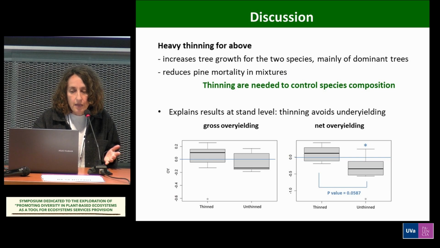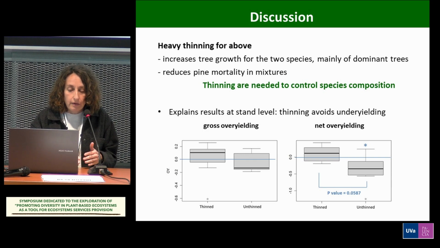And also this agrees with the stand level results on over-yielding, and we see that for both gross growth and net growth, the over-yielding was greater in the thinned stands, and especially the net over-yielding when we remove the mortality. What we are doing is avoiding under-yielding in the mixture.